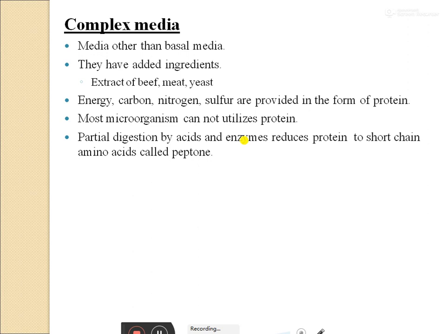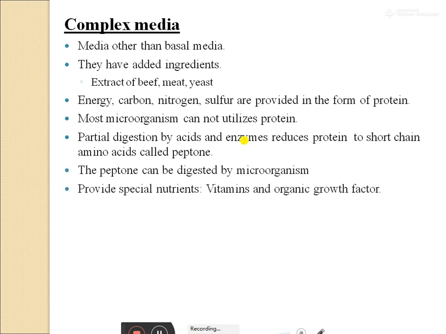Most microorganisms cannot utilize protein directly. So, partial digestion by acid or enzymes reduces the protein to shorter chain amino acids called peptone, and this peptone can be utilized by microorganisms for their growth. It provides special nutrients like vitamins and organic growth factors. That means the basic difference between basal media and complex media is the addition of some added materials or additional nutrients.